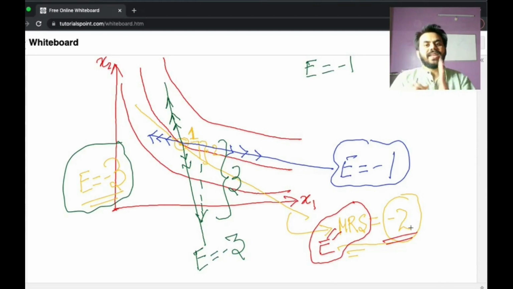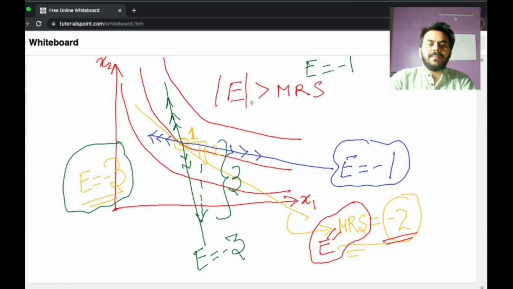So when the exchange rate is equal to MRS, you would not like to trade, and when the exchange rate is greater than MRS. Now when I say greater than MRS, take it in terms of the absolute values, because MRS is definitely a negative number in most cases. So when the exchange rate is greater than MRS in absolute terms, you would like to consume more of good 2, and when it is the opposite, you will like to consume more of good 1.